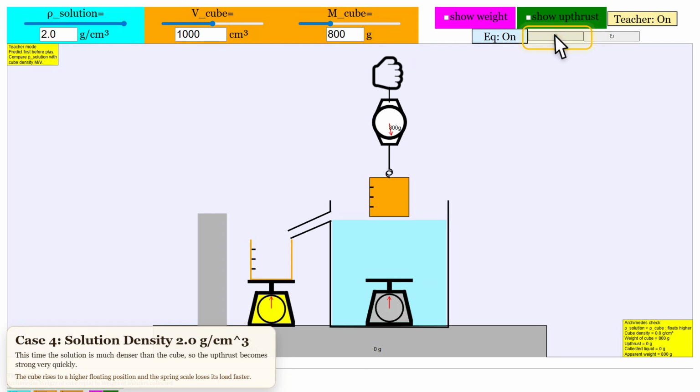The best habit with this interactive is simple. First, compare solution density with cube density. Then watch the arrows during motion. After that, read the teacher note and the equation panel together.